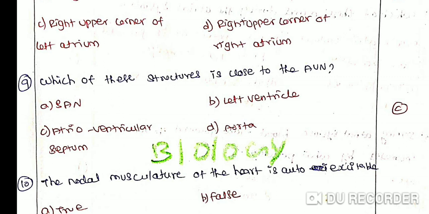The atrioventricular node is located in the lower left corner of the right atrium. It is situated close to the atrioventricular septum, which separates the atria and the ventricles.